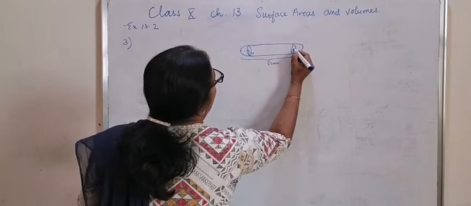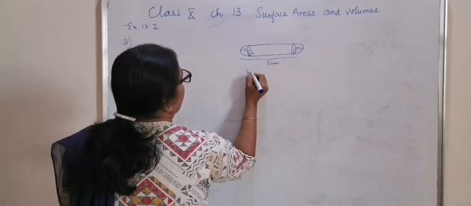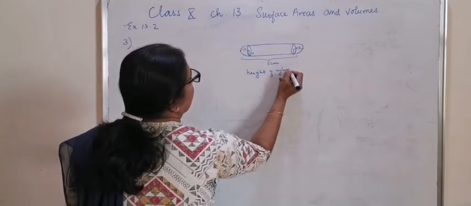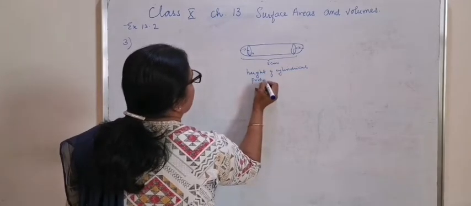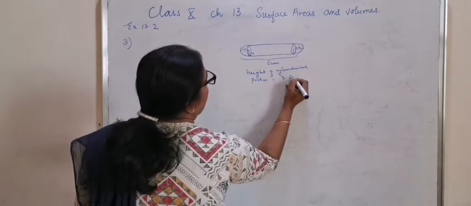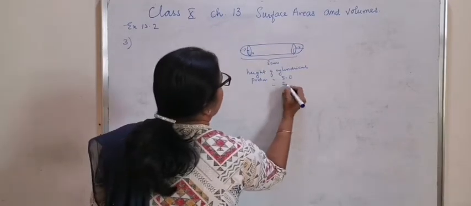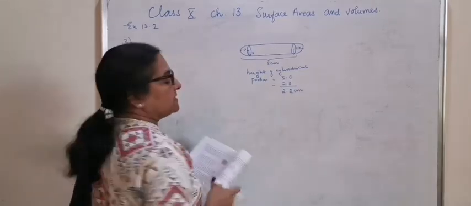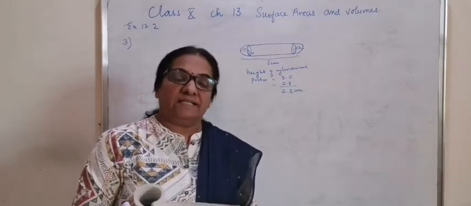So since the total height is 5, the height of cylindrical portion is the total height of the gulab jamun minus height of the hemispherical portion, which is 2.8, so it is 2.2 centimeter. So here we can do the calculation in the final step.